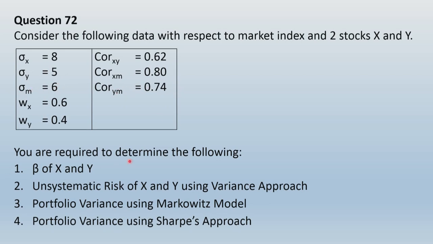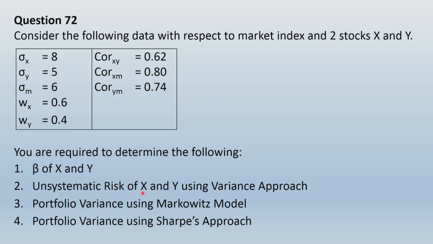So this part can be done easily. Then unsystematic risk of X and Y using variance approach. So individual stocks, systematic and unsystematic risk, how do you find? You know it very well. Only thing is you have to use variance approach. So you can do it very easily, no troubles at all.